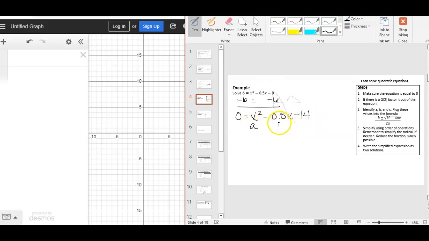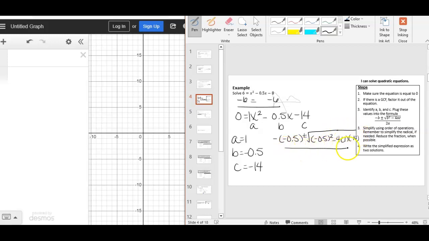So here's my value of a, here's my value of b, and here's my value of c. Remember, if there's no number in front of x squared, there's basically a 1 there. So I have a equals 1, b equals negative 0.5, and c equals negative 14. So if I plug into the quadratic formula, I have negative b, so negative 0.5, plus or minus the square root of negative 0.5 squared minus 4 times 1 times negative 14. And that's all going to be divided by 2 times a. So here the negative 0.5 is going to give me 0.5. So I have 0.5 plus or minus the square root of.